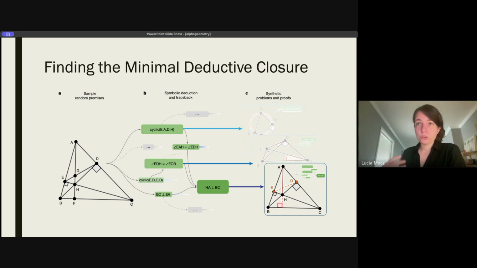Now you construct the deductive closure. Again, you take these premises and you find all the possible conclusions. For example, you can find a conclusion that EADH have to be cyclic, from which, if you include this with the previous premises, you can further deduce that the angle EAH is equal to the angle EDH. And then you can even further deduce that HA is perpendicular to BC, which seems like something we would want, but it's not explicitly stated in the premise.